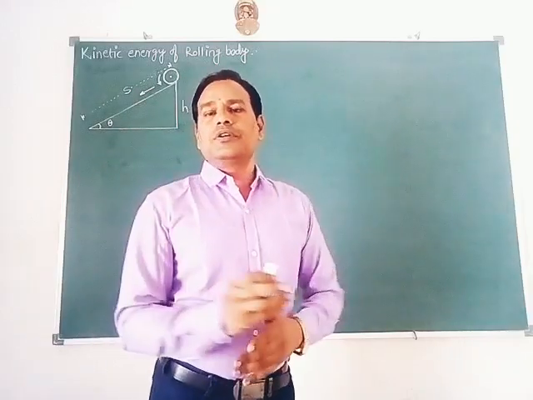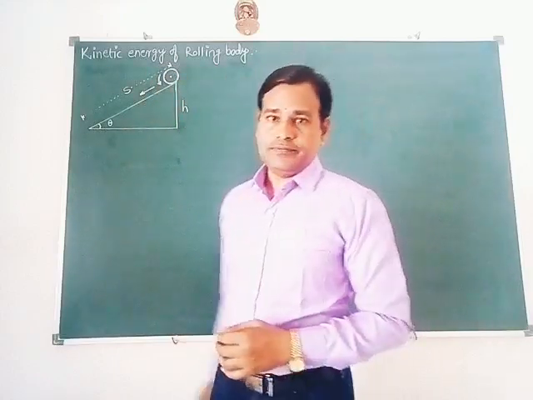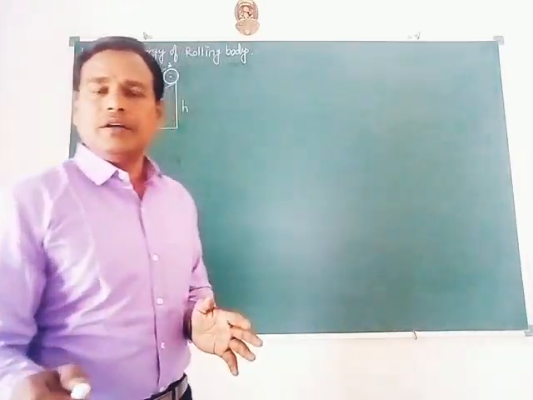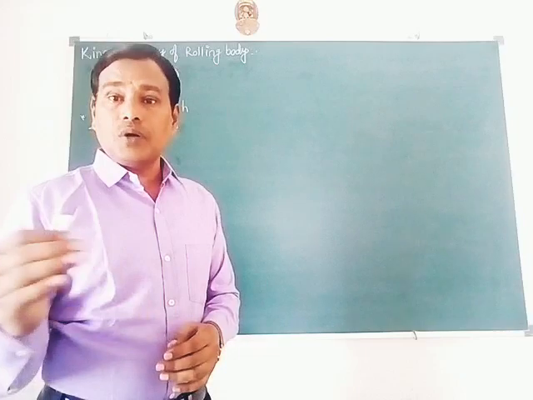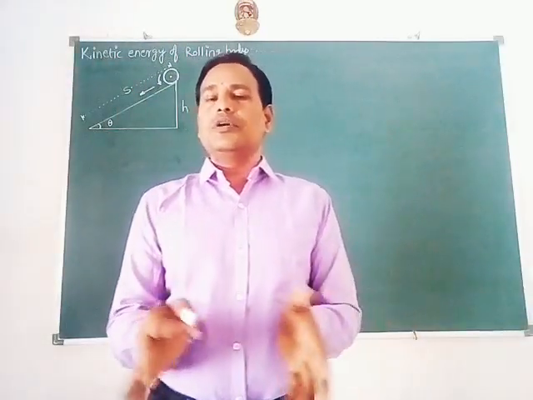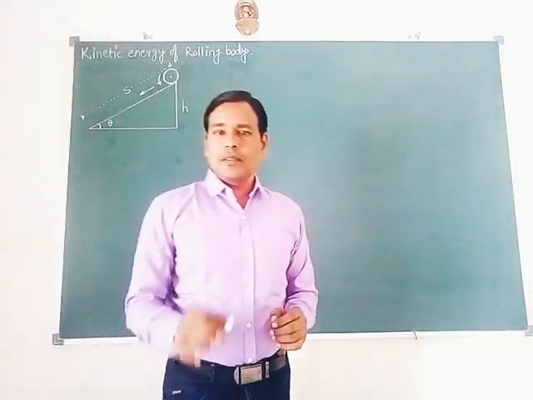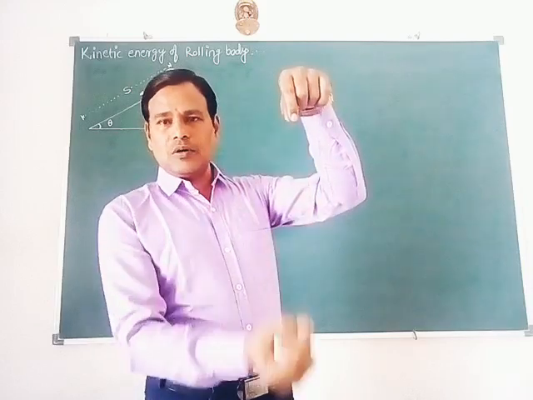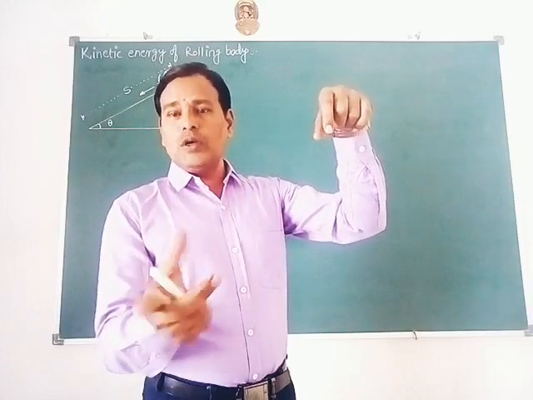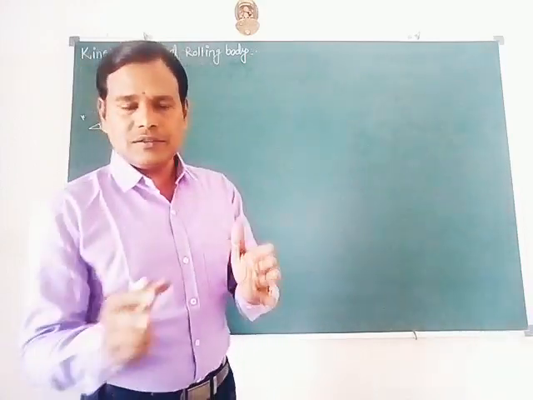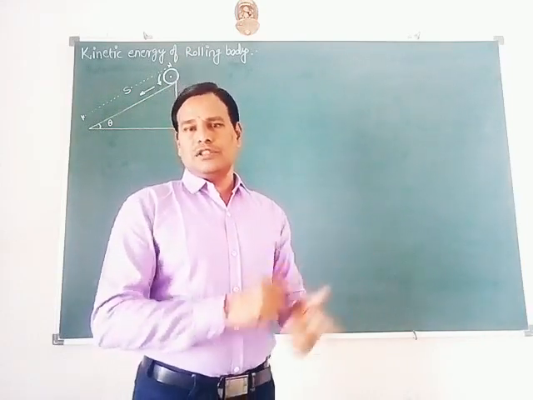Now the same article we have to continue with the kinetic energy of rolling body. We obtained the relation for kinetic energy of rotating body. Now we have to obtain the relation for kinetic energy of rolling body. First was rotating, now it is rolling. What is the difference between rolling and rotating? The rotational motion is about a fixed axis at one place, but rolling is the motion of combination of rotational and translational.